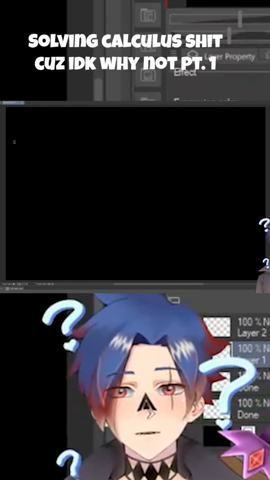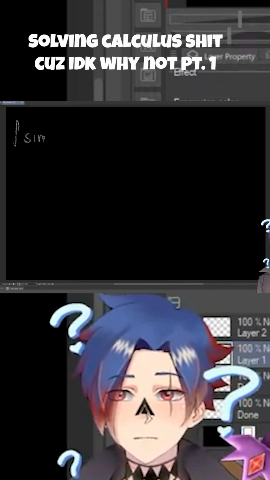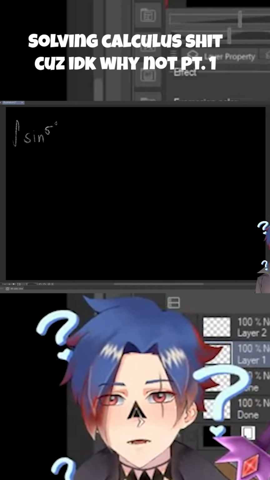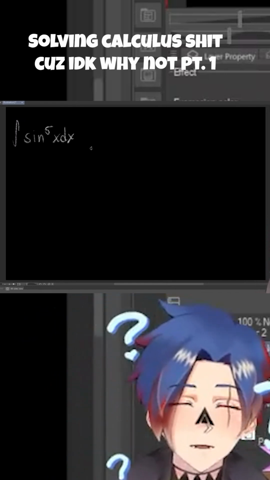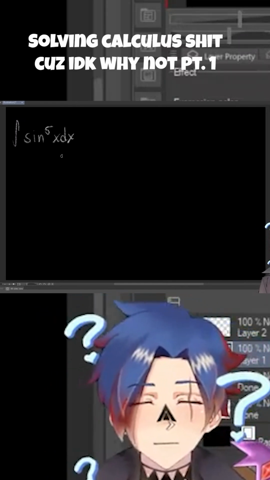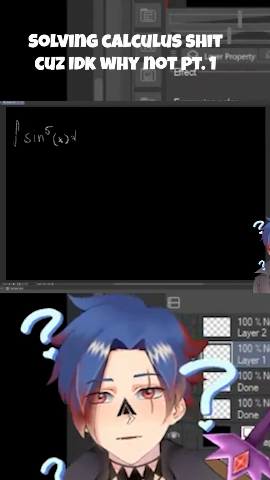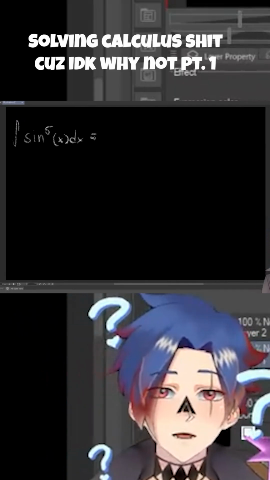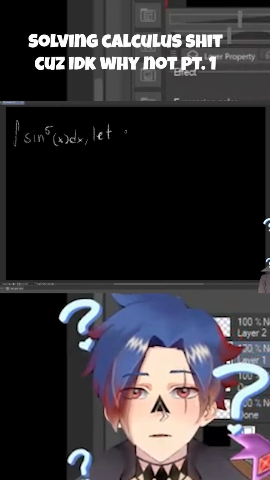So this is gonna be a u-substitution one. How do you integrate sine to the fifth power of x dx? Okay, let's just be clear, it's sine^5 x dx. Okay, there we go. Now this is a u-substitution situation. U-substitution.